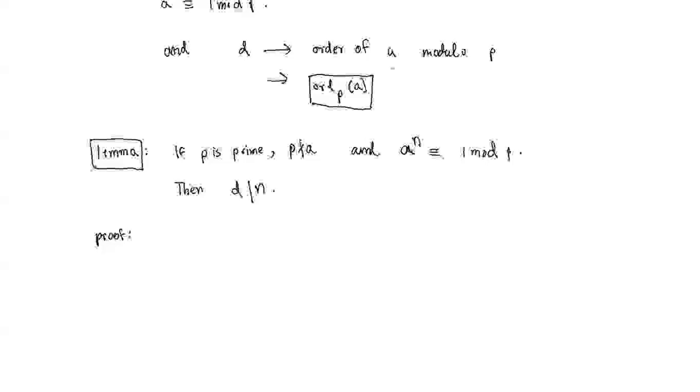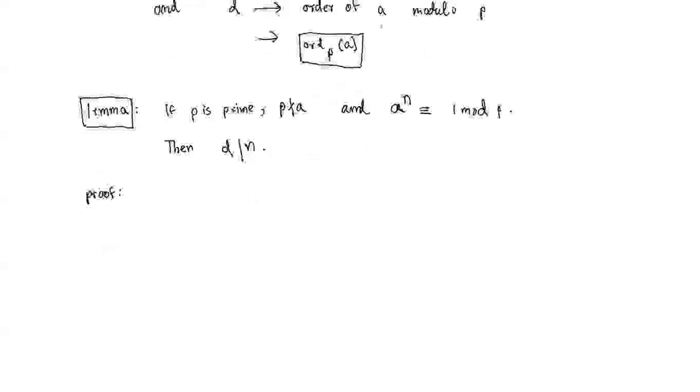Yes, it is. It's easy by Euclid's division lemma. We can write n as dk plus r, where r is less than d and k is an integer.